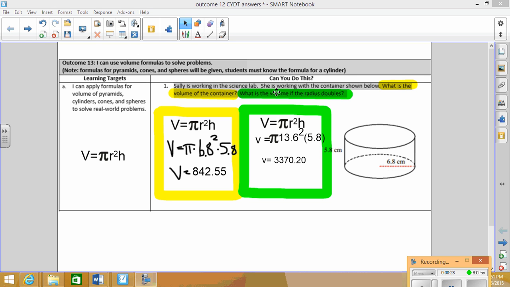And then the part that's in green asks when the radius is doubled. So you have to take this 6.8 and multiply it by 2, and that now becomes a radius of 13.6 squared as a part of the formula times 5.8, which is the same height, and also multiplying by pi. So you should get 3070.20. Pause the video, check your work, see how you did, and then come back.